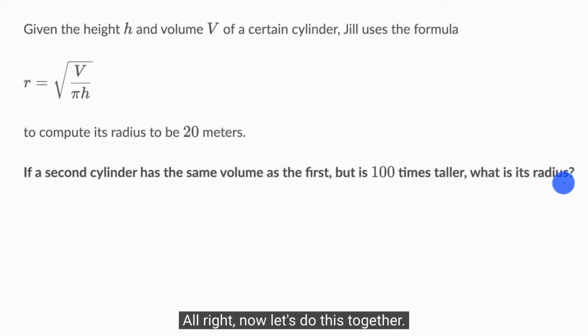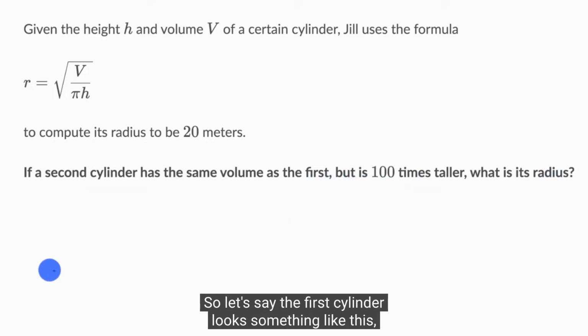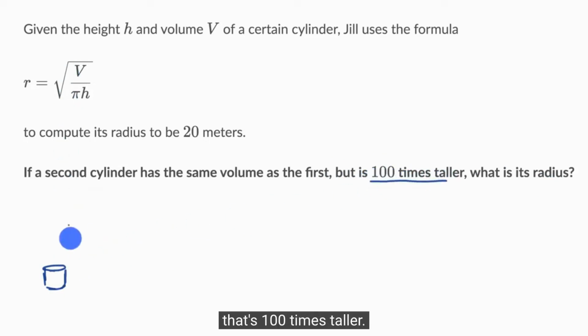All right, now let's do this together. First, I always like to approach things intuitively. So let's say the first cylinder looks something like this. And then the second cylinder, here it's 100 times taller. I would have trouble drawing something that's 100 times taller. But if it has the same volume, it's going to have to be a lot thinner.